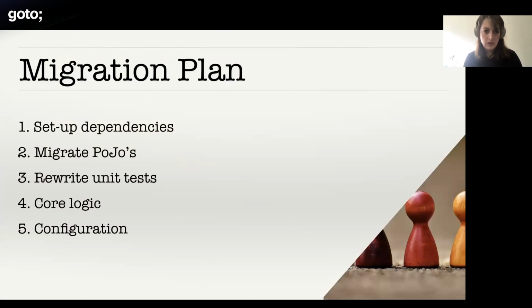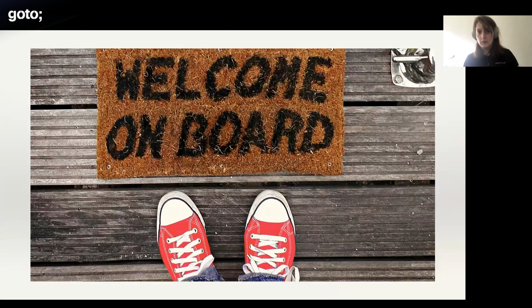So we did the coding. So what did we do? In recap, we set up the dependencies. We migrated the Java objects. We rewrote the unit tests. We rewrote the core logic of the application. The configuration was rewritten as well. So that was a successful migration. So welcome on board, everyone. You just rewrote your application from Java to Kotlin.